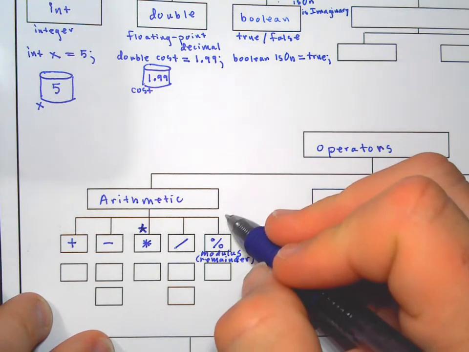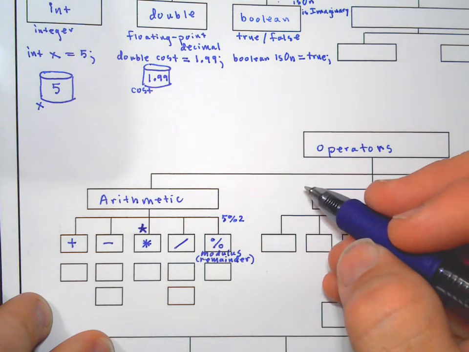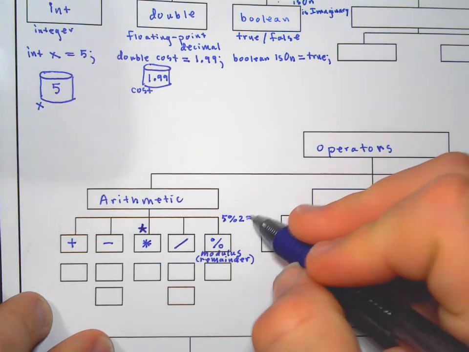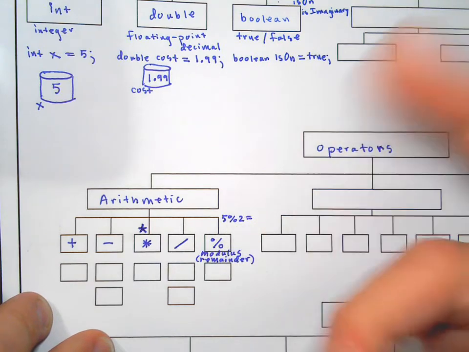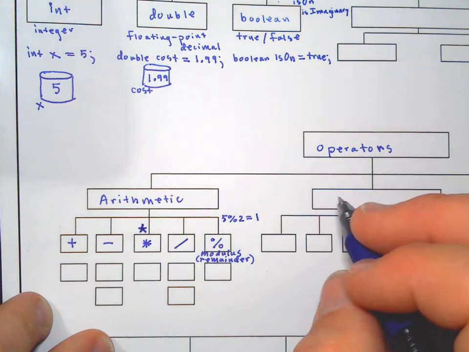So for instance, just a little example, 5 modulus 2 would say, well, what's 5 divided by 2? Well, technically it's 2.5. But it just wants the leftover. So 2 goes into 5 2 whole times, but there's a leftover of 1, right? That's the remainder, like if you do long division.